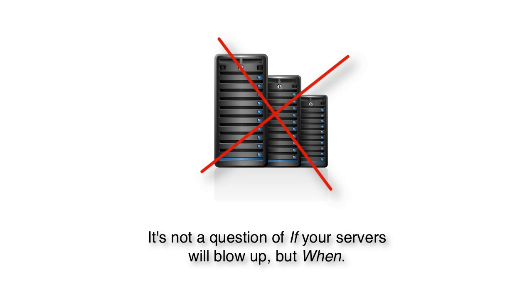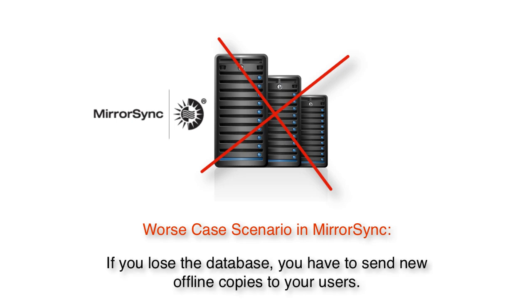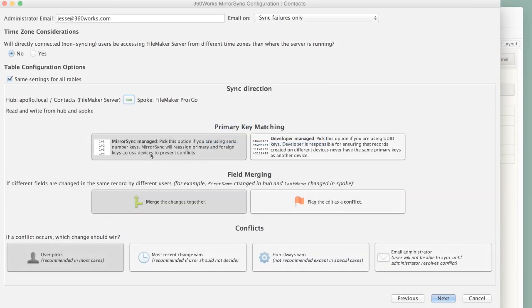But the worst case scenario in MirrorSync is that if you lose that database, you wind up having to send new offline copies to your users. And that's not such a bad thing in most situations. So I would not put the criticalness of that database as high as your actual FileMaker database for backups. But it can be inconvenient to distribute new copies, so it's not a bad idea to have a backup. Okay, good. So continue on the line.